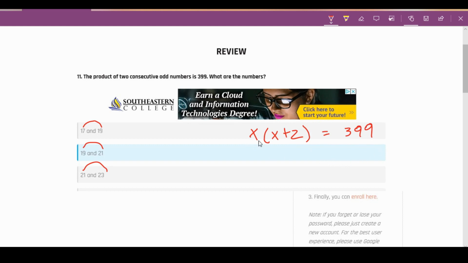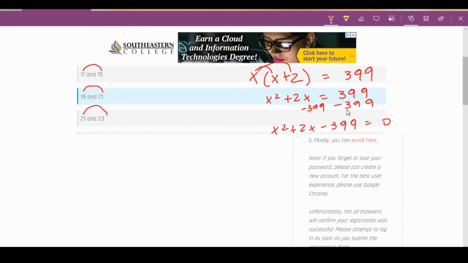Okay, and to solve this further, we would distribute this x accordingly. X times x is x squared. X times 2 is 2x equals 399. To get this into a form we can factor, we subtract 399 from both sides. So this gives us x squared plus 2x minus 399 equals 0. Now we can go ahead and factor this, and I'm going to rewrite this over here. X squared plus 2x minus 399 equals 0.